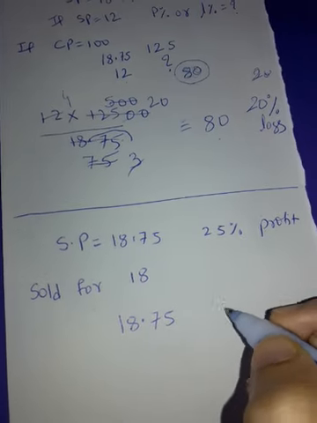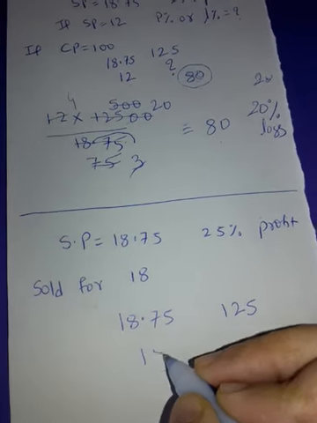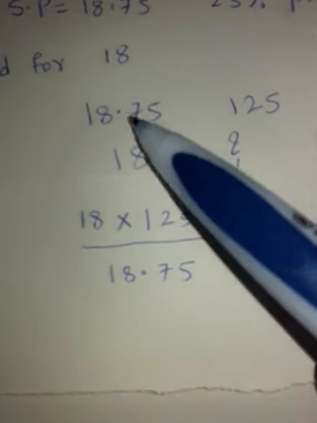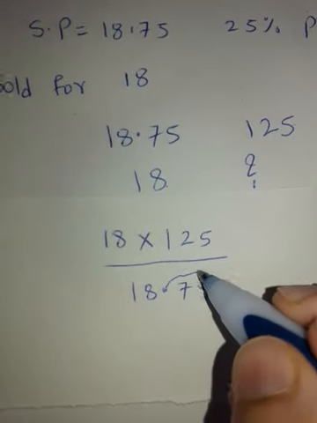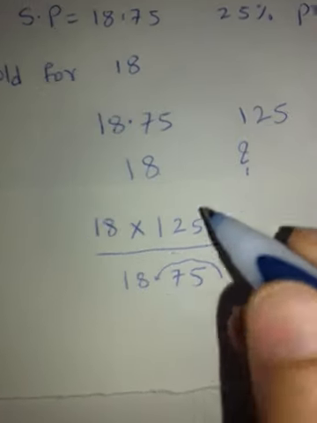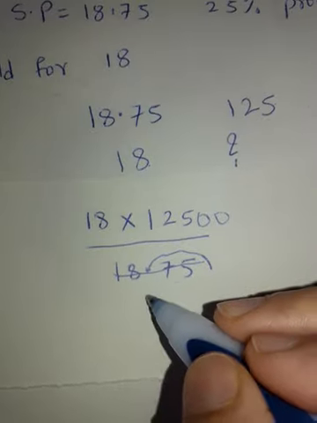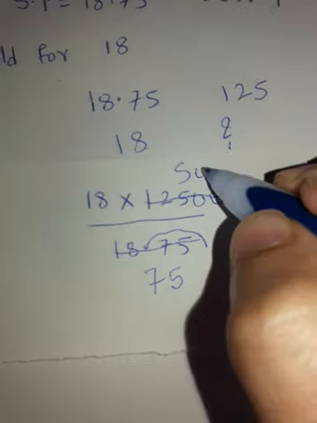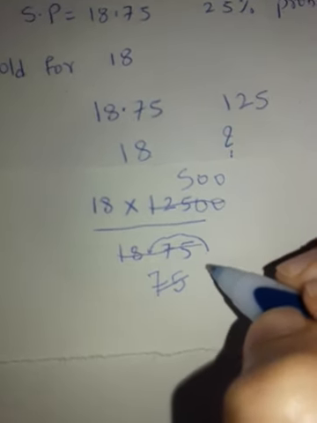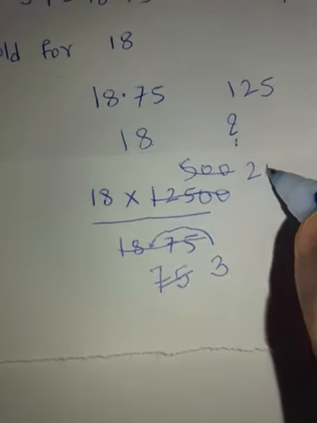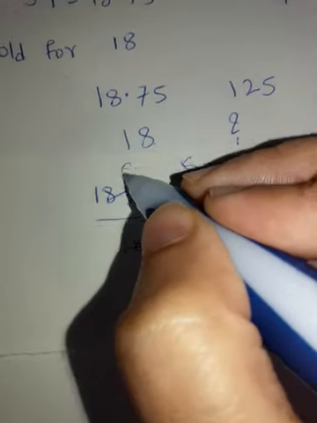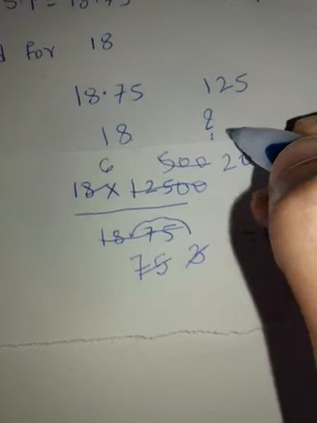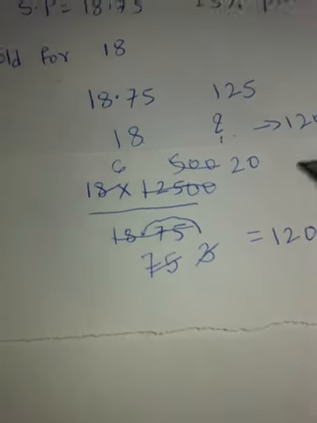18.75 is equivalent to 125. 18 is equivalent to how much? So again cross multiplication, this into this divided by this. 2 decimals, 2 zeros, both are divisible by 25. 25 sevens are 175, 25 fives are 125... 25 threes are 75 and this is 2s are... 3 ones are 3, 3 sixes are 18... 120. So this number is 120.